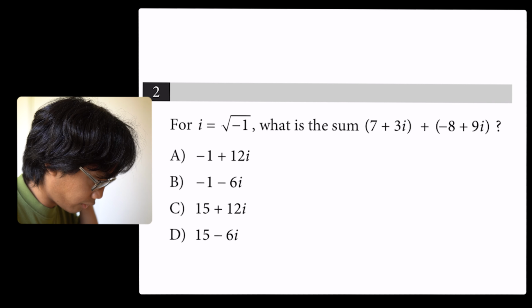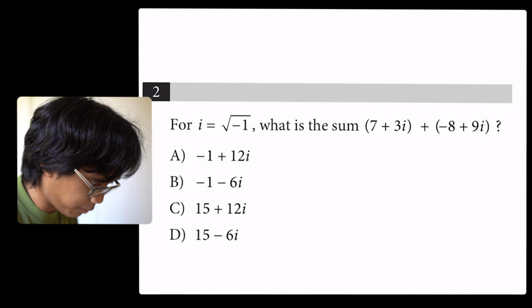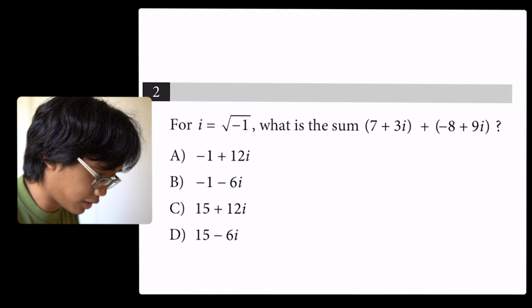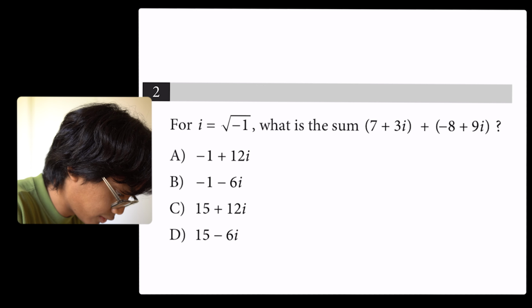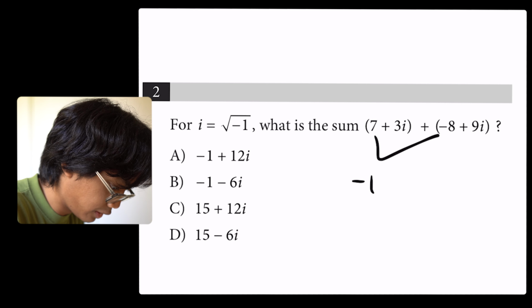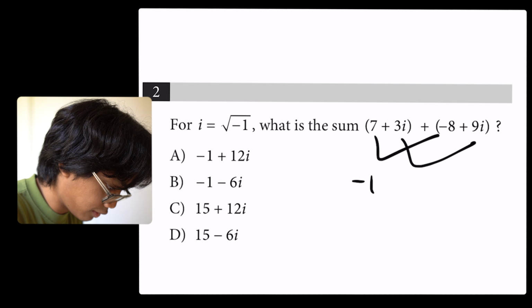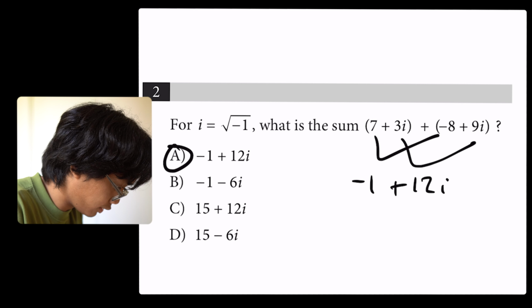All right, for i equals the square root of negative 1, what is the sum of 7 plus 3i plus 8 plus negative 8 plus 9i? Yeah, so we can just combine like terms essentially. So 7 minus 8 is negative 1. 3 plus 9 is 12i. So answer choice A for this one.